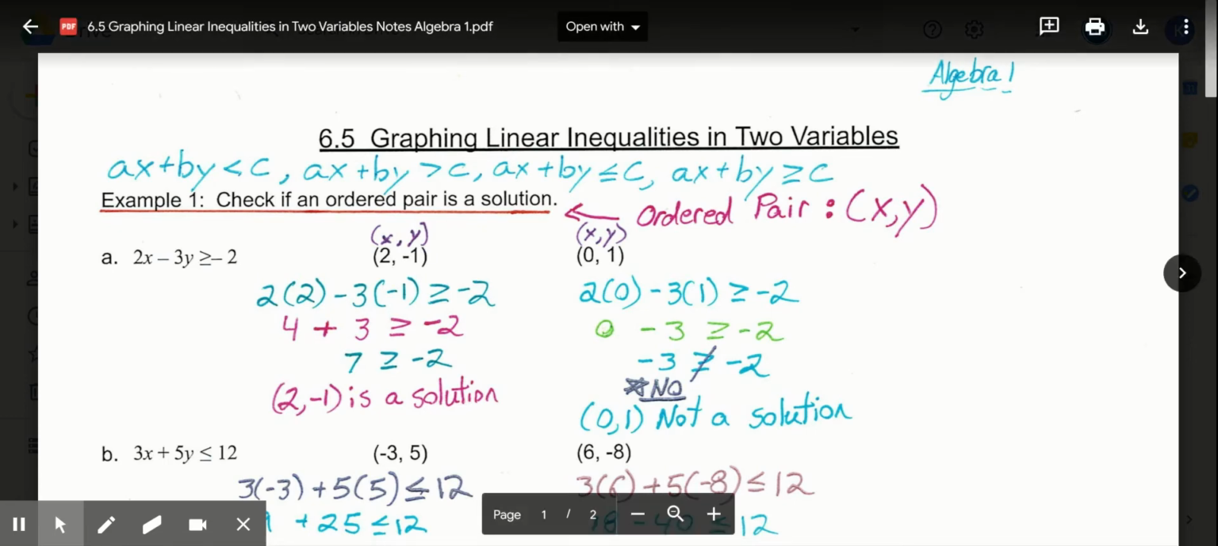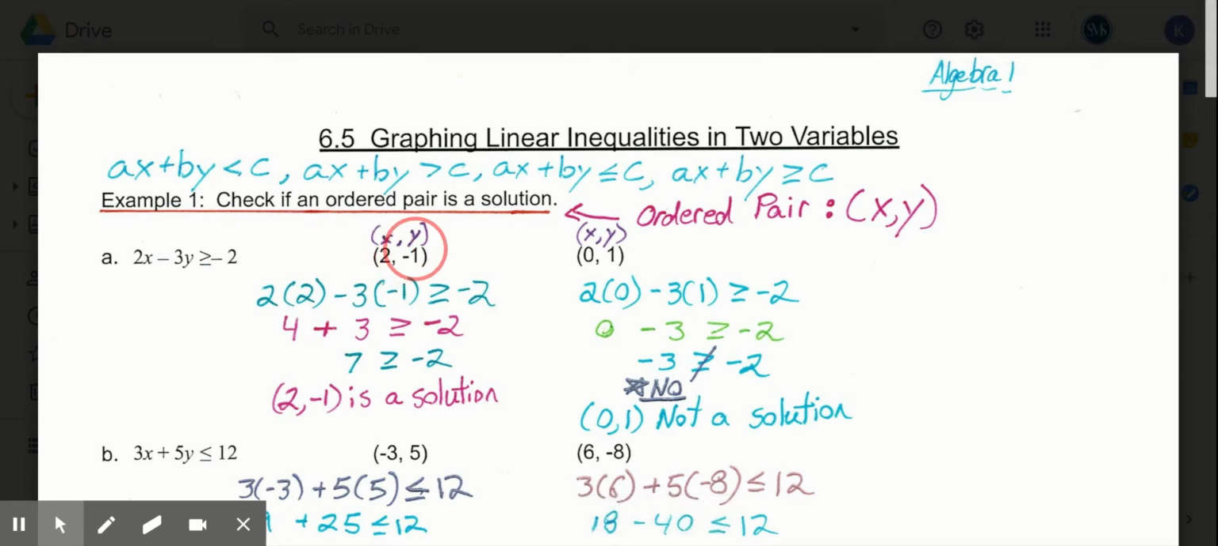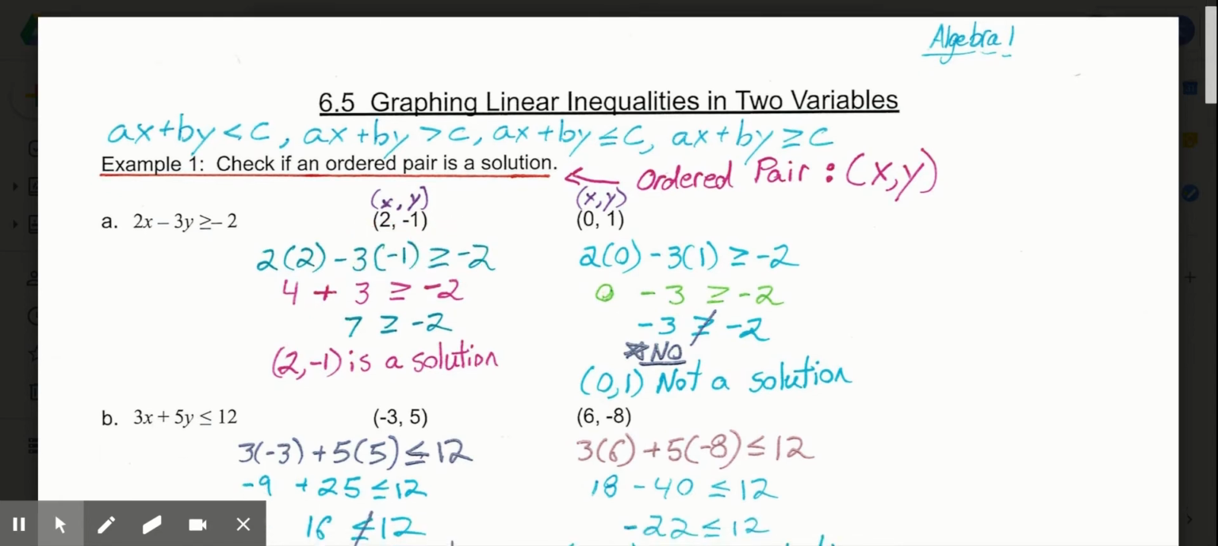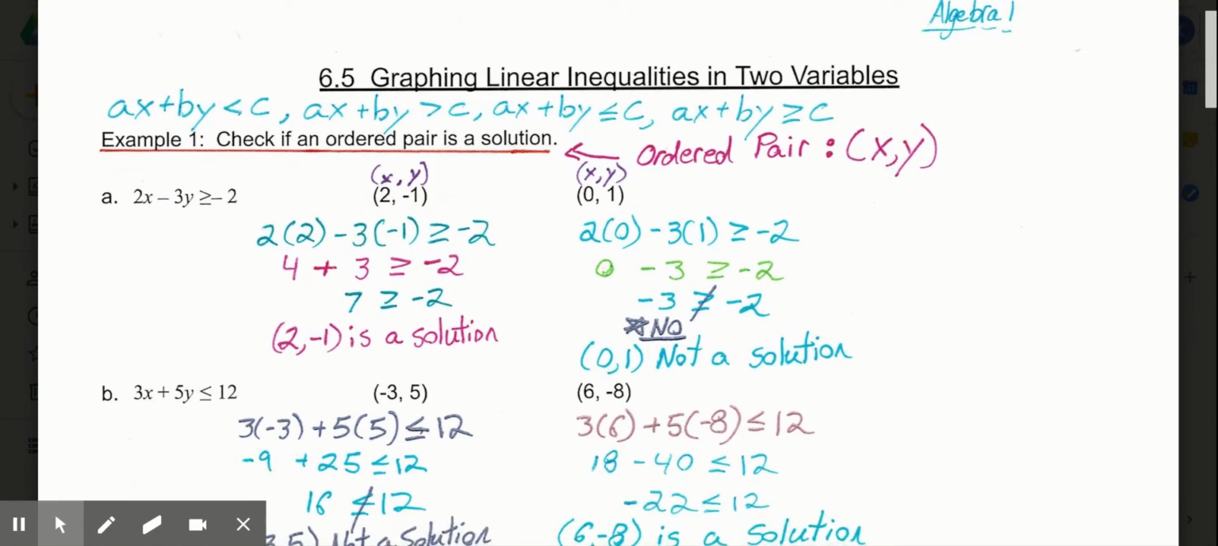Then we plug those into the inequality and follow the order of operations to check. In this case, 2x minus 3y is greater than or equal to negative 2. We plug in a 2 for x and a negative 1 for y, which gives us 4 plus 3 is greater than or equal to negative 2, meaning 7 is greater than or equal to negative 2, which is true. 7 is always greater than or equal to negative 2. So if our inequality is true, then the ordered pair is a solution.